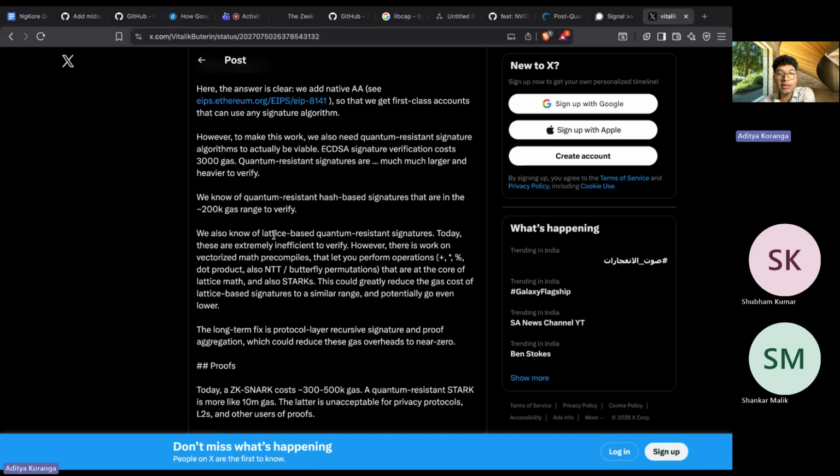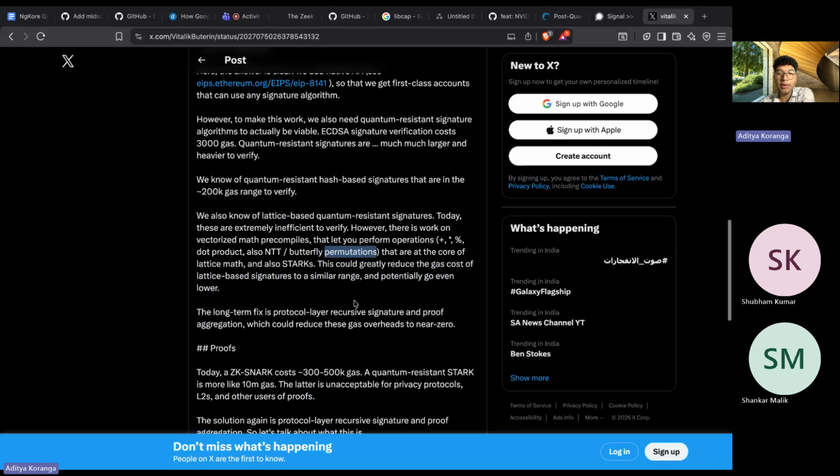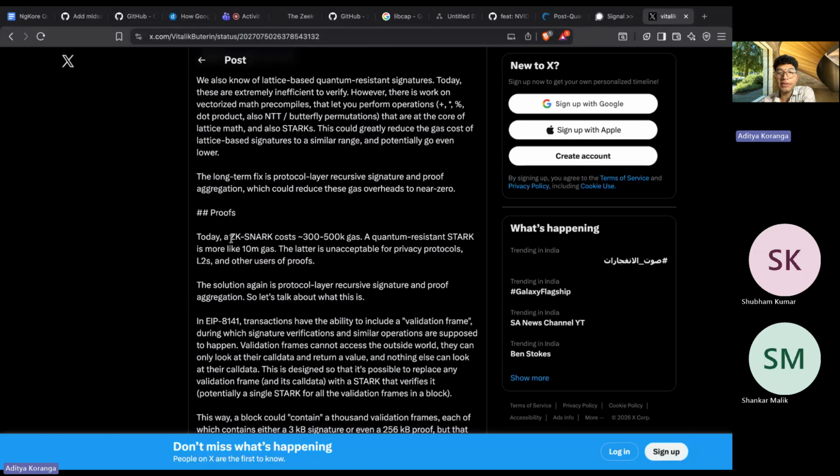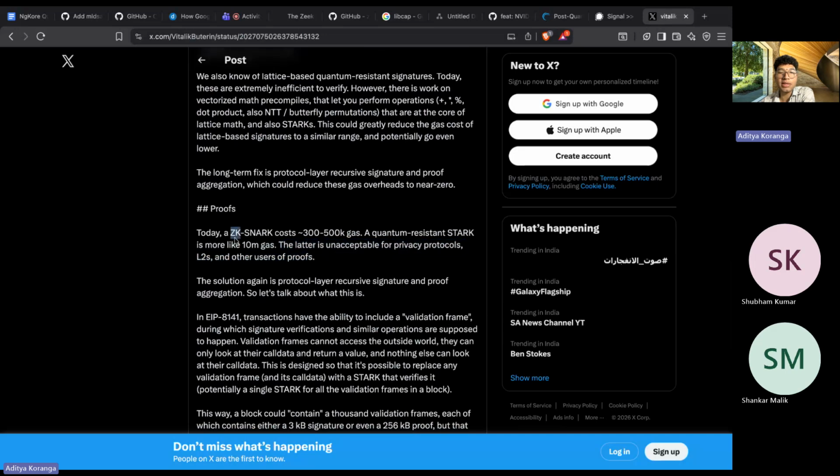So they're saying lattices are expensive, but for the NTT operations they will do something better, like optimizing NTT or butterfly permutation, which reduces the resource utilization, I think. And the problem is zk-SNARK costs a ton of gas, and quantum-resistant Stark is more like 10 million gas. The latter is unacceptable for privacy tools, and that's the problem with zk-SNARK.